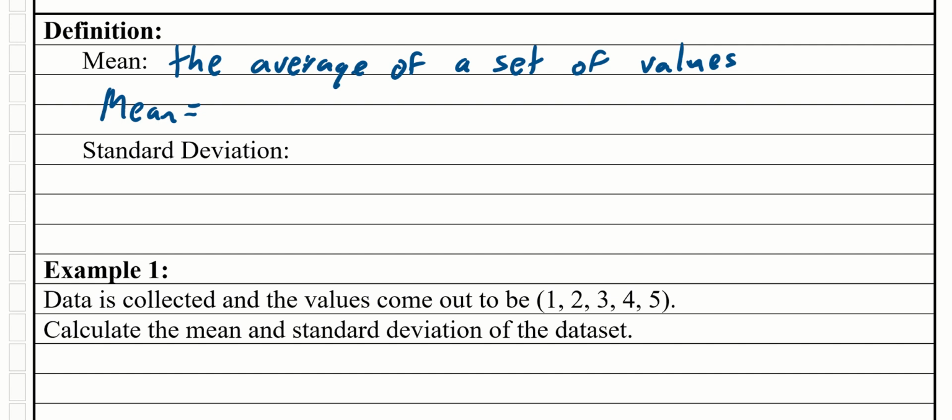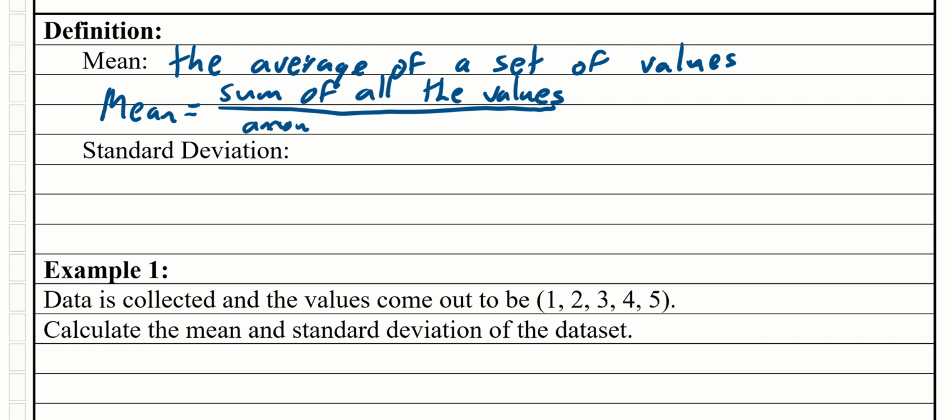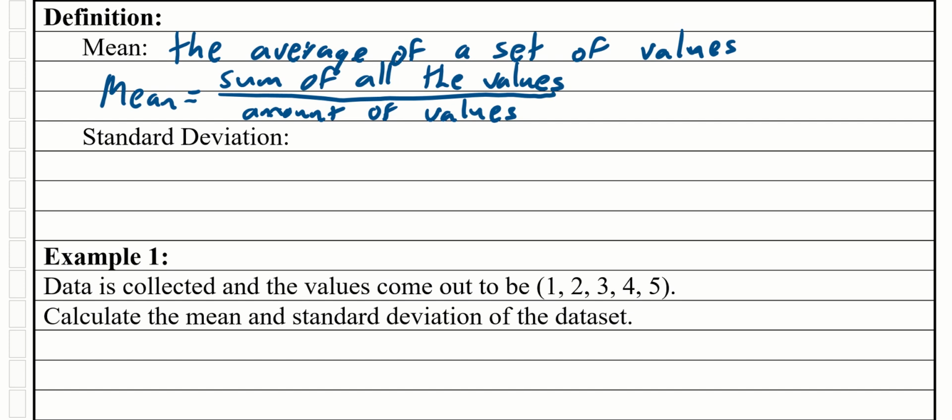To find the mean, all you do is you need to add up all the values. So I could say sum of all the values divided by how many there are. So I guess we could say amount of values. Right? Add them all together, divide by how many there are. So that part hopefully is familiar to you, and hopefully it's fairly straightforward.